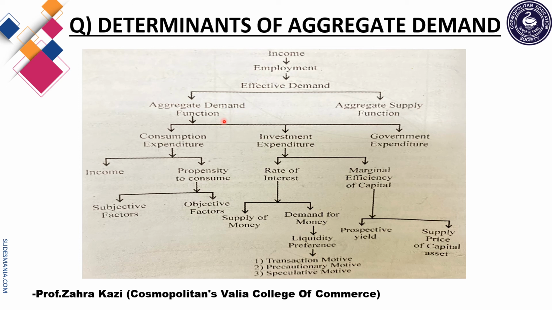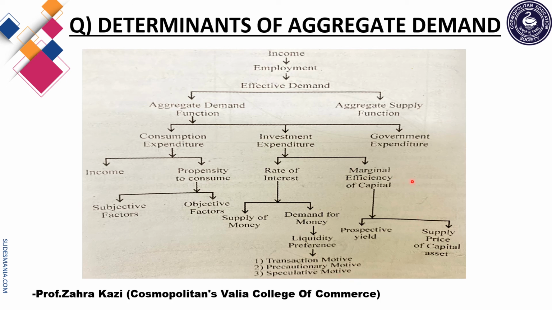Further, the aggregate demand depends on consumption expenditure, investment expenditure, and government expenditure. Further, the consumption expenditure depends on the size of income and the propensity to consume. This propensity to consume is influenced by subjective factors and objective factors. Further, the investment expenditure depends on the rate of interest and marginal efficiency of capital, also called MEC. This rate of interest depends on the supply of money and demand for money. The demand for money depends on three motives, that is, transaction motive, precautionary motive, and speculative motive.